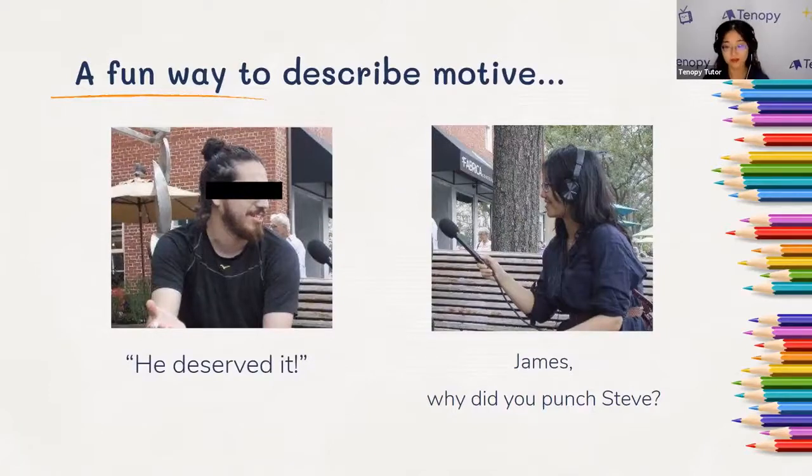Teacher Hetty is going to be like, "All right, James, he deserves it, but why?" If James simply tells you Steve deserves to be punched, do you know why James actually punched him? It's like saying something bad happened, but what exactly is that something bad?